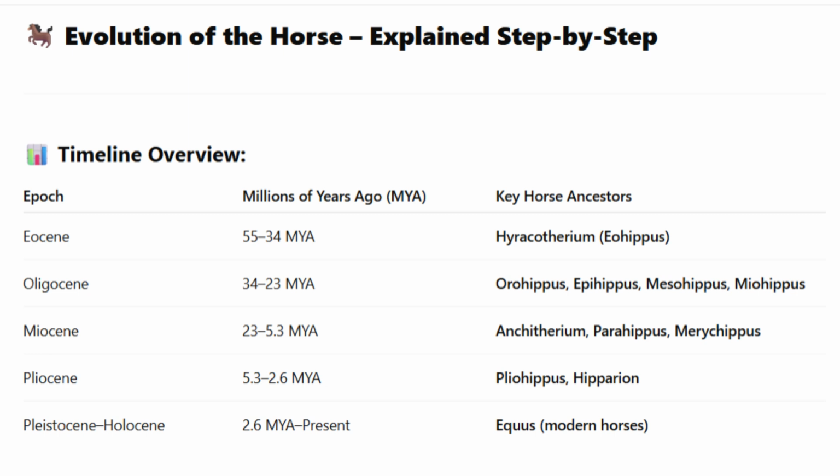Timeline overview. Epoch, millions of years ago, key horse ancestors. Eocene, 55 to 34: Hyracotherium, Eohippus. Oligocene, 34 to 23: Orohippus, Epihippus, Mesohippus, Miohippus. Miocene, 23 to 5.3: Anchitherium, Parahippus, Merychippus. Pliocene, 5.3 to 2.6: Pliohippus, Hipparion. Pleistocene and Holocene, 2.6 to present: Equus, modern horses.